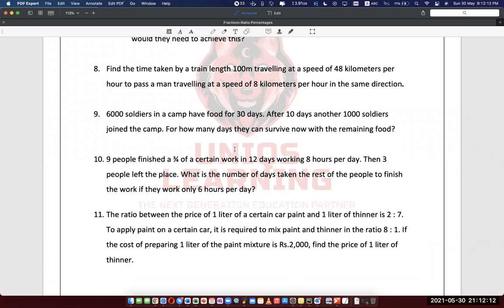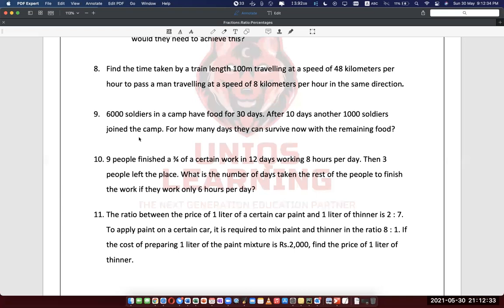Okay. Then, after 10 days, another 1,000 soldiers joined the camp. So here, at the beginning, we don't care what happened at the beginning. So after 20 days, what happened? This is another story for me. This is the first story. This is the beginning of the story.